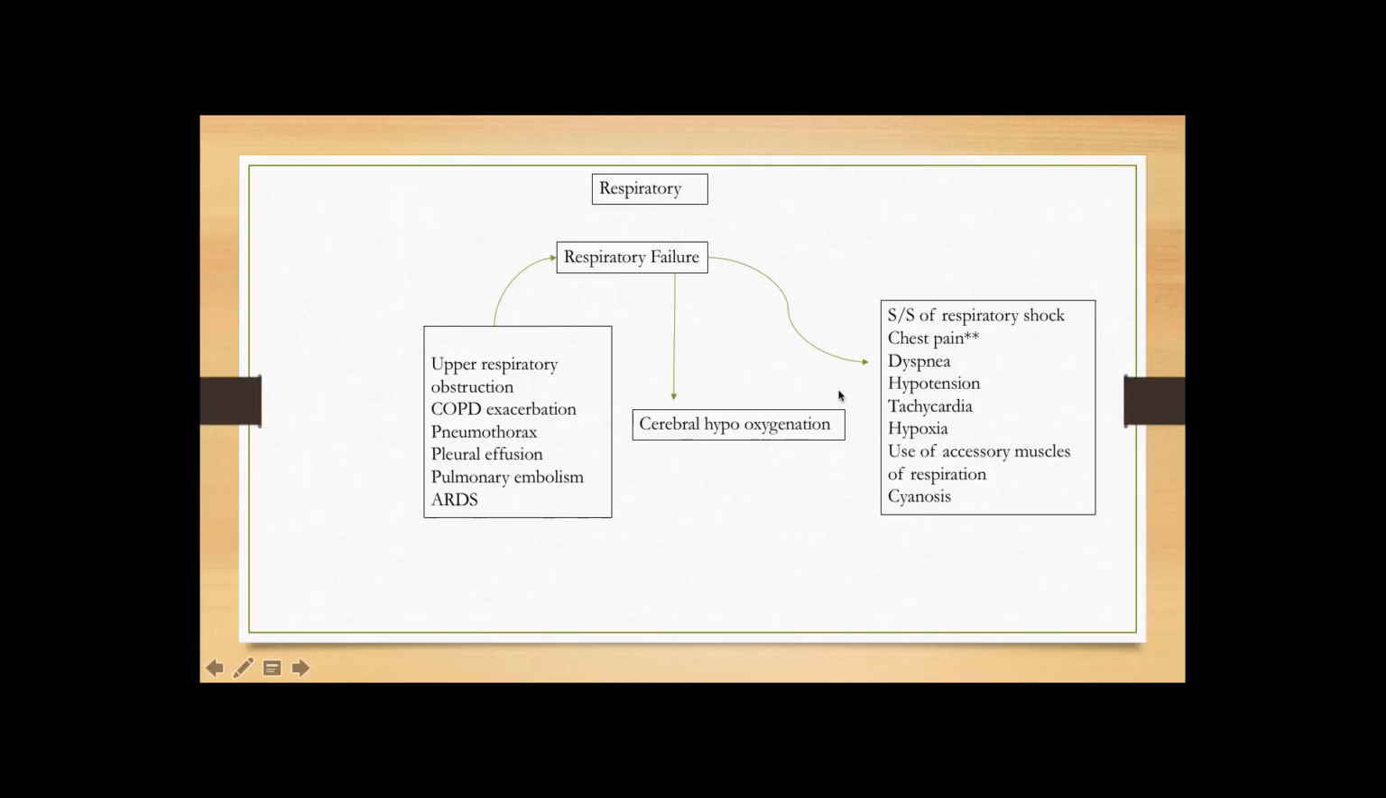And again, the reason why it does that is because there is cerebral hypooxygenation. So in cardiac failure, there is cerebral hypoperfusion, and in respiratory failure, although the heart is doing its best, there is cerebral hypooxygenation, and then this patient will go into coma.